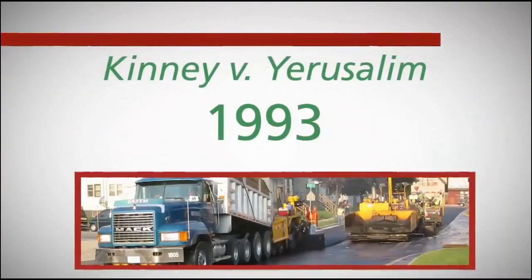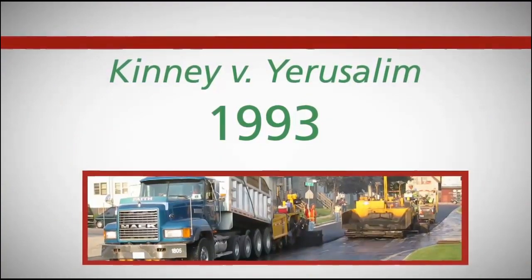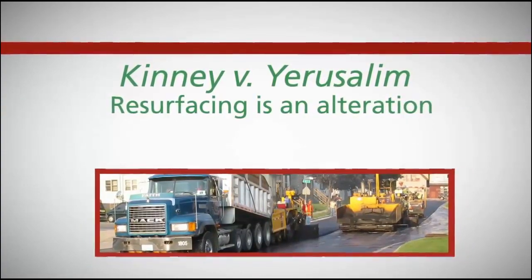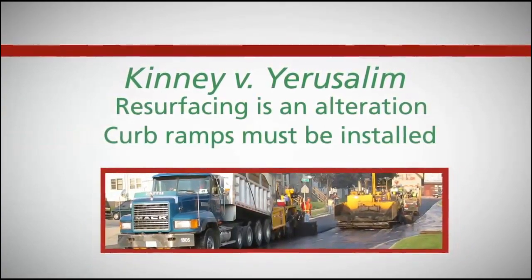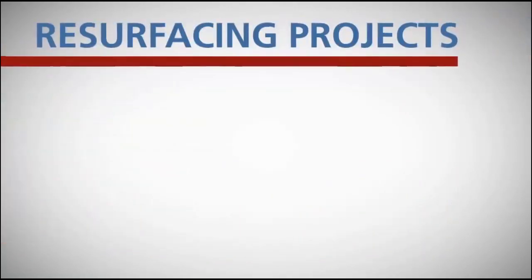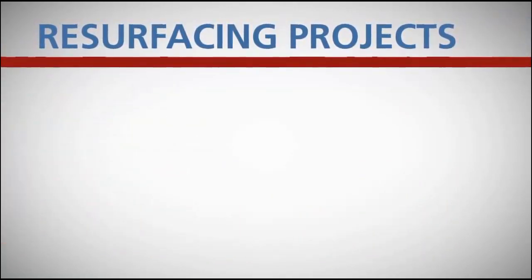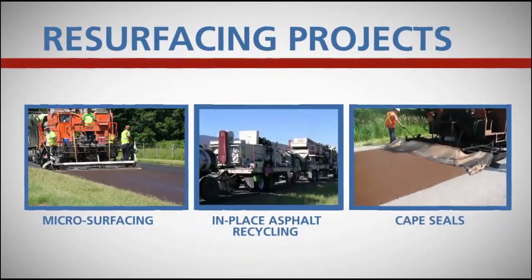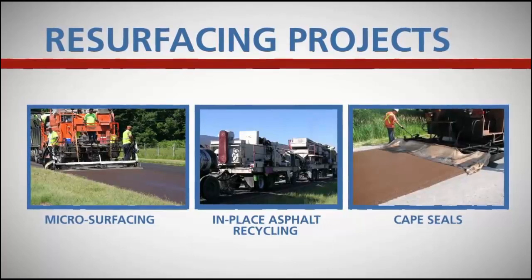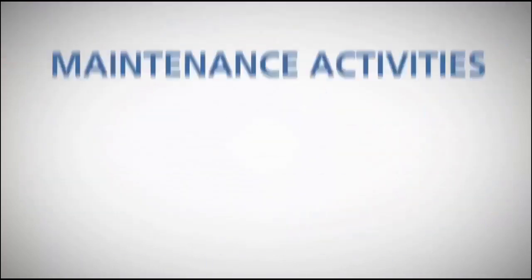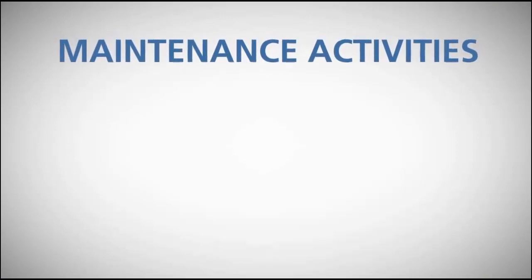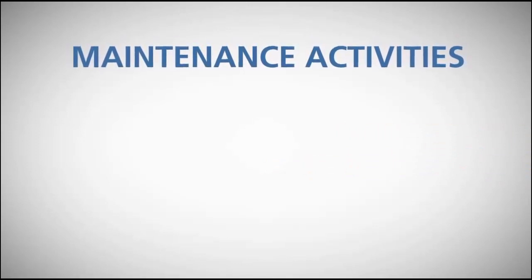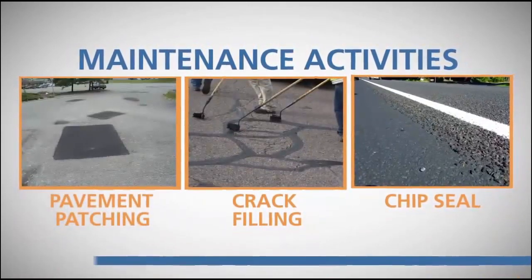The United States Court of Appeals ruled in Kinney v. Jerusalem in 1993 that roadway pavement resurfacing constituted an alteration and that the installation of curb ramps is within the scope of such a project. Resurfacing projects are not always simple asphalt overlays. Microsurfacing, in-place asphalt recycling, and cape seals are resurfacing treatments that trigger the ADA requirements for curb ramp accessibility. Maintenance activities to keep facilities in good repair do not require accessibility modifications. Examples of pavement maintenance treatments are chip seals, crack filling, and pavement patching.